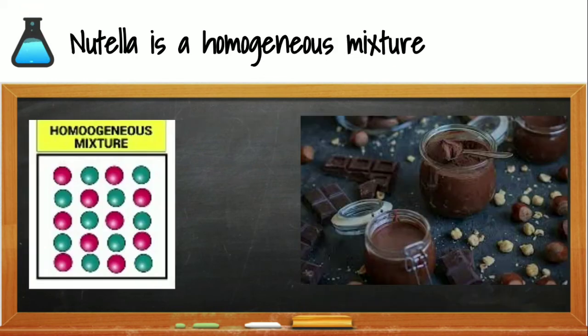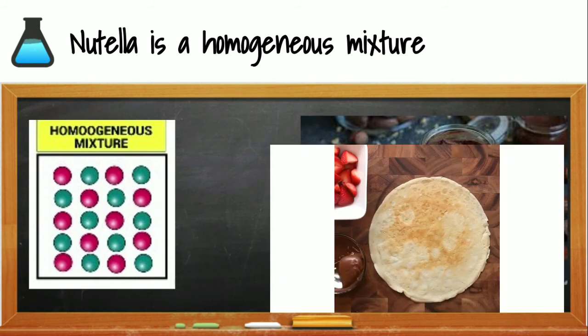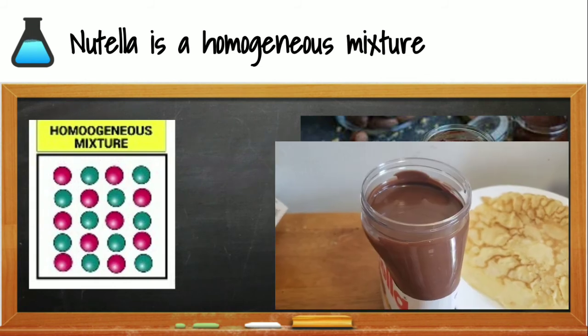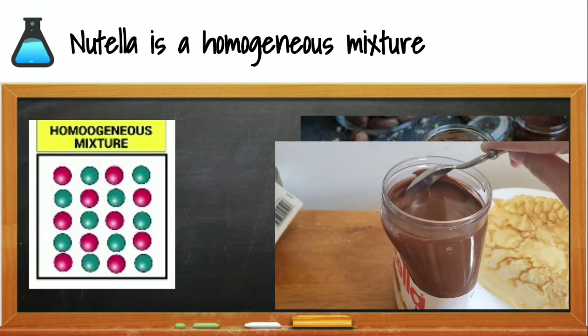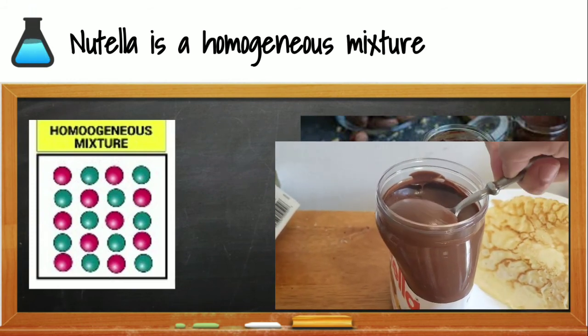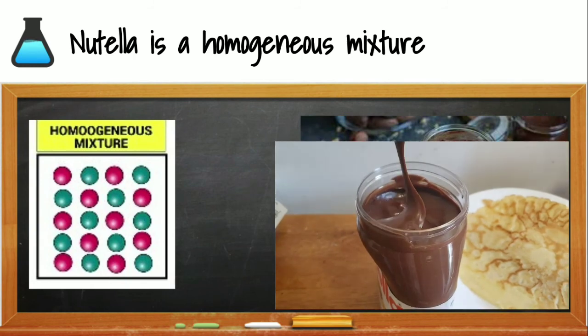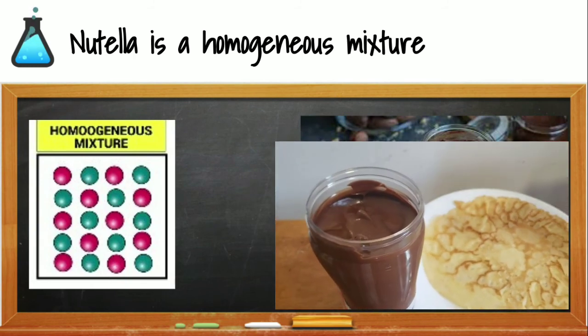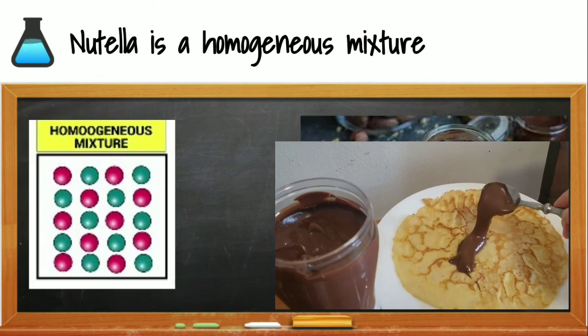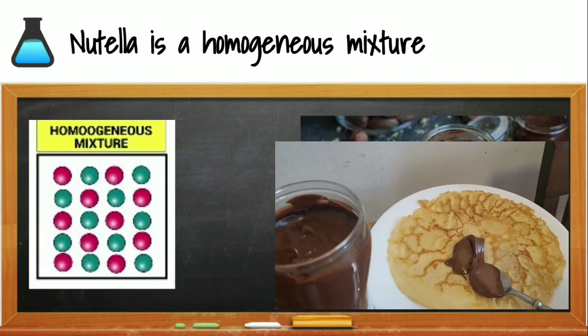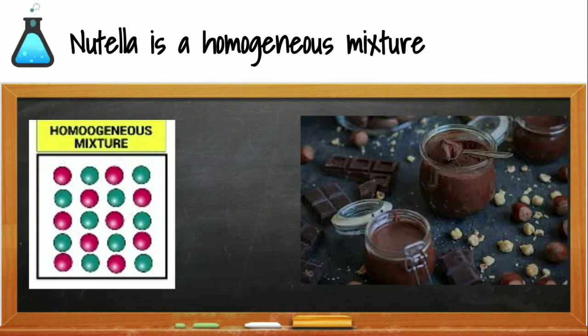When my crepes are done, I like to top them with Nutella. Nutella is a homogeneous mixture. We know Nutella is a mixture because its components of hazelnuts and chocolate are only physically combined. They are not bonded together. They maintain their individual properties, but they are evenly mixed throughout, making it a homogeneous mixture.